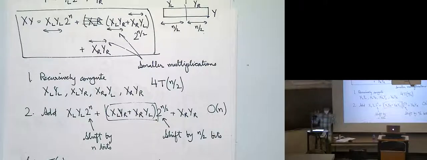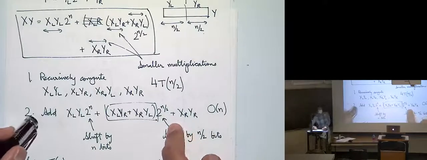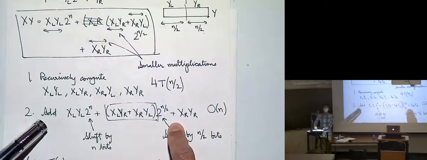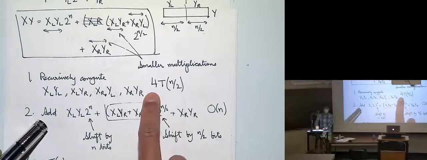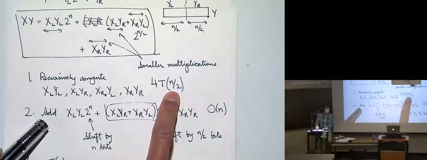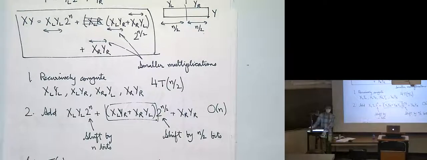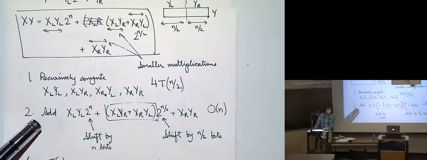Okay, let's go back. What I said was I will give you a divide and conquer algorithm to multiply two n-bit integers. It makes four multiplications of half the size, and then does some linear amount of work to combine everything together. Right? But when you solve that recurrence, you are back to n squared.